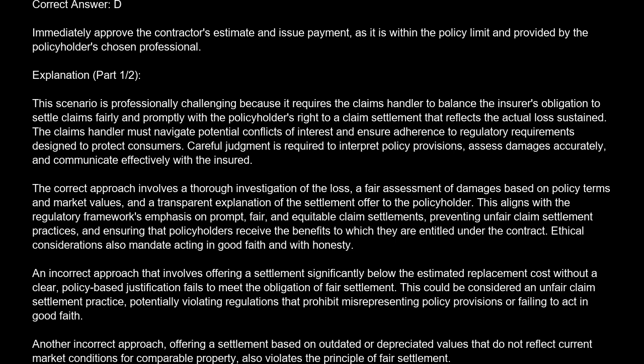An incorrect approach that involves offering a settlement significantly below the estimated replacement cost without a clear, policy-based justification fails to meet the obligation of fair settlement. This could be considered an unfair claim settlement practice, potentially violating regulations that prohibit misrepresenting policy provisions or failing to act in good faith. Another incorrect approach, offering a settlement based on outdated or depreciated values that do not reflect current market conditions for comparable property, also violates the principle of fair settlement.